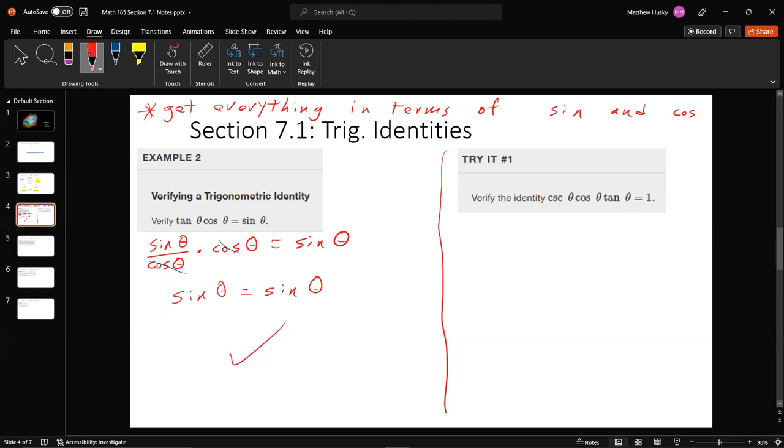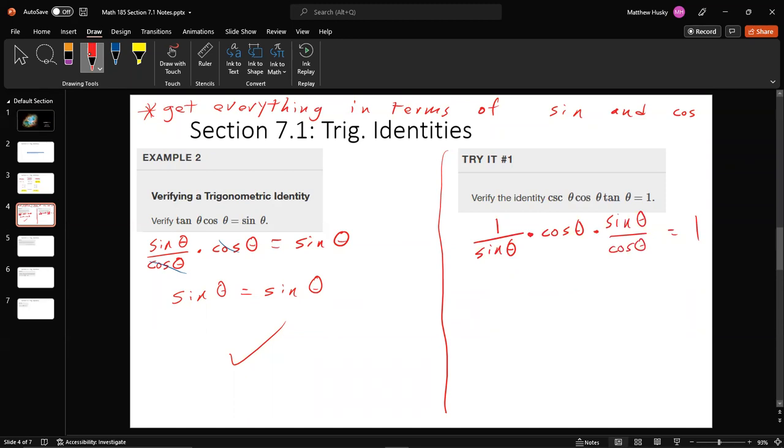Tangent cosine is in fact equivalent to just sine. Here we have another one that's very similar to this, and we're going to use the same strategy. So cosecant of theta. What is cosecant of theta? Well, that is 1 over sine theta. We're going to multiply it by cosine of theta. And then we're going to change tangent, just like we did before. Tangent is going to be sine of theta over cosine of theta. And then if all goes well, that should just simplify to 1.